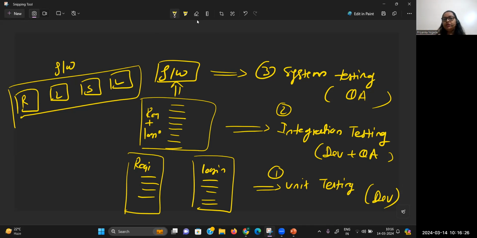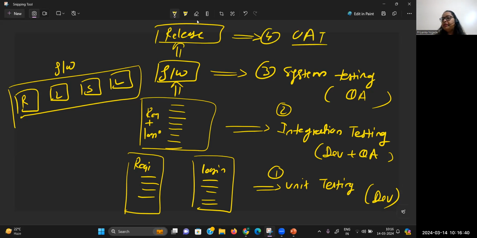Whenever you feel that, yes, software is ready for delivery, then at the last, the software is simply released to the customer. So at this release level, the user acceptance testing will happen. It is done by the customer, by the end user.